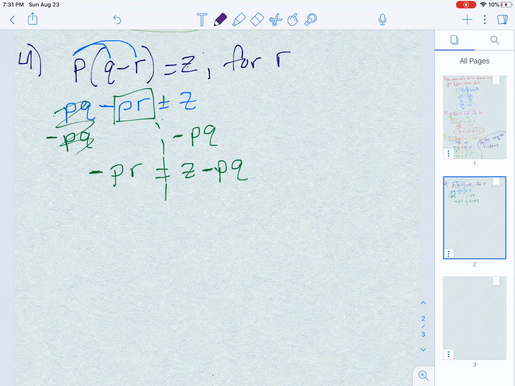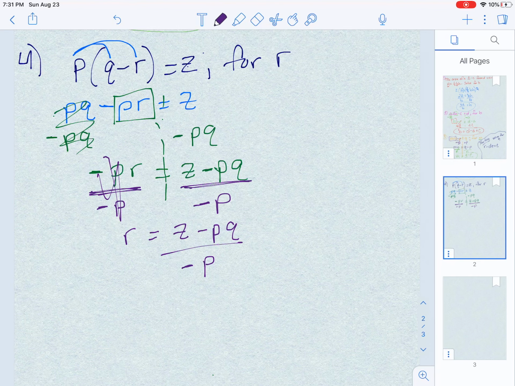Okay, so what's our next step? Next step, we have to get that r by itself. Well, all of these guys are attached, which means they're being multiplied. The opposite of multiplying would be division. What do I need to get rid of? I need to get rid of the negative p. So that's what we're going to divide by. Then divide the other side by negative p. So that's gone. I'm left with r equals z minus pq all over negative p. And there you go. Okay, let's try another one like that.